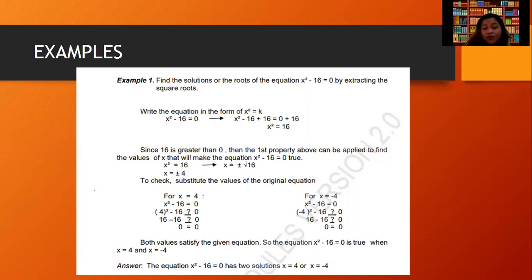What if x is equal to negative 4? Again, we substitute negative 4 to x squared, so this will become negative 4 squared. Negative 4 times negative 4 is positive 16. Minus 16 is equal to 0. So 0 is equal to 0. Both values satisfy the given equation. So the equation x squared minus 16 equals 0 is true. So our answer here is x is equal to 4 and x is equal to negative 4.